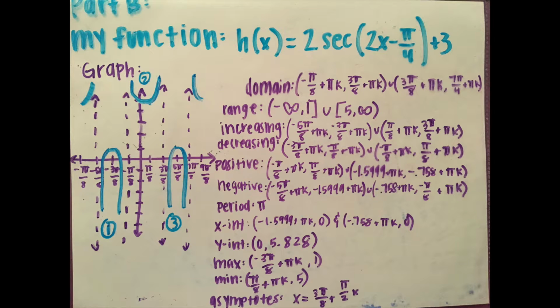Next, I got the range to be from negative infinity to 1, bracket, union, bracket, 5 to infinity. The break in this graph accounts for the break in the maximum and the minimum of the graph.